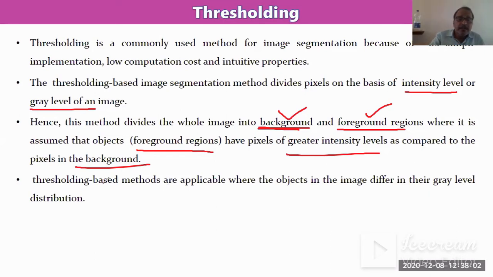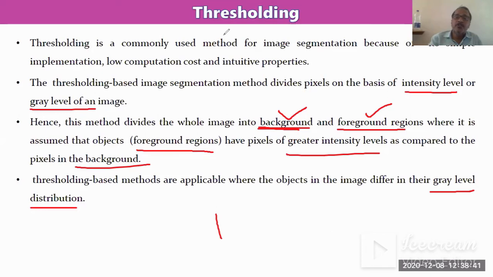So thresholding based methods are applicable where objects in the image differ in their gray level distribution. See, in a gray level distribution, suppose some values lie on one side of the histogram, we already discussed this point. Some values lie on one side of the graph, that will be the dark side, and the other side may be a high range. So thresholding depends on the application where the objects in the image differ in their gray level distribution.